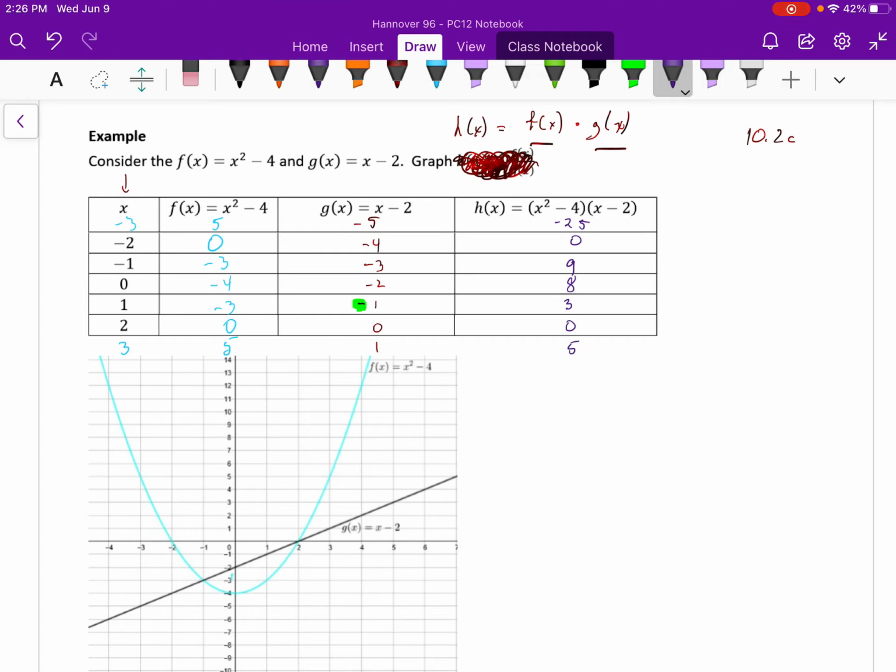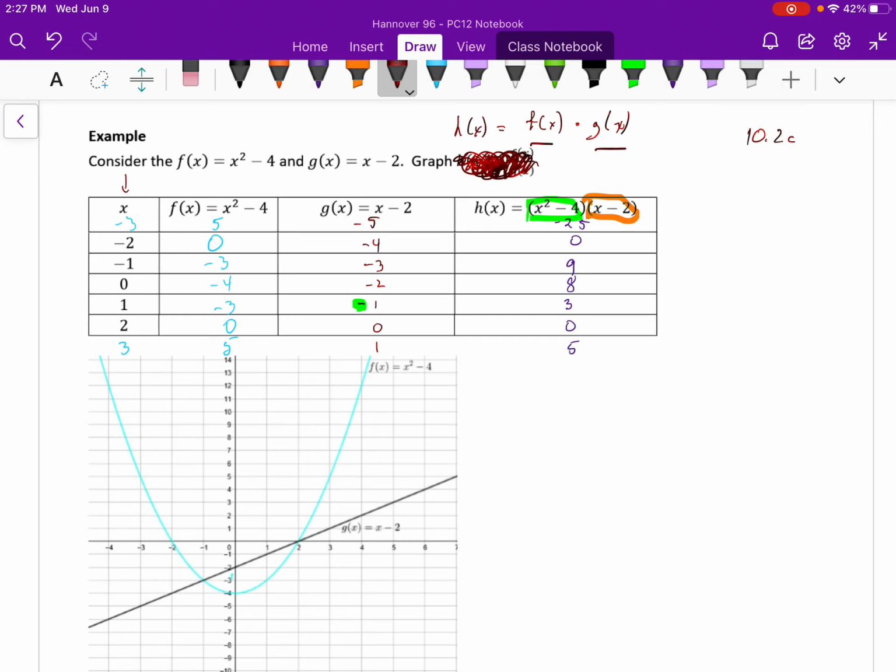Now, I'm going to ask you, perhaps, if we are multiplying a quadratic, degree 2, with a linear function, degree 1, what would you expect the outcome to be? Well, we should see a cubic. Degree 1 times degree 2 multiplies to degree 3, which is cubic.